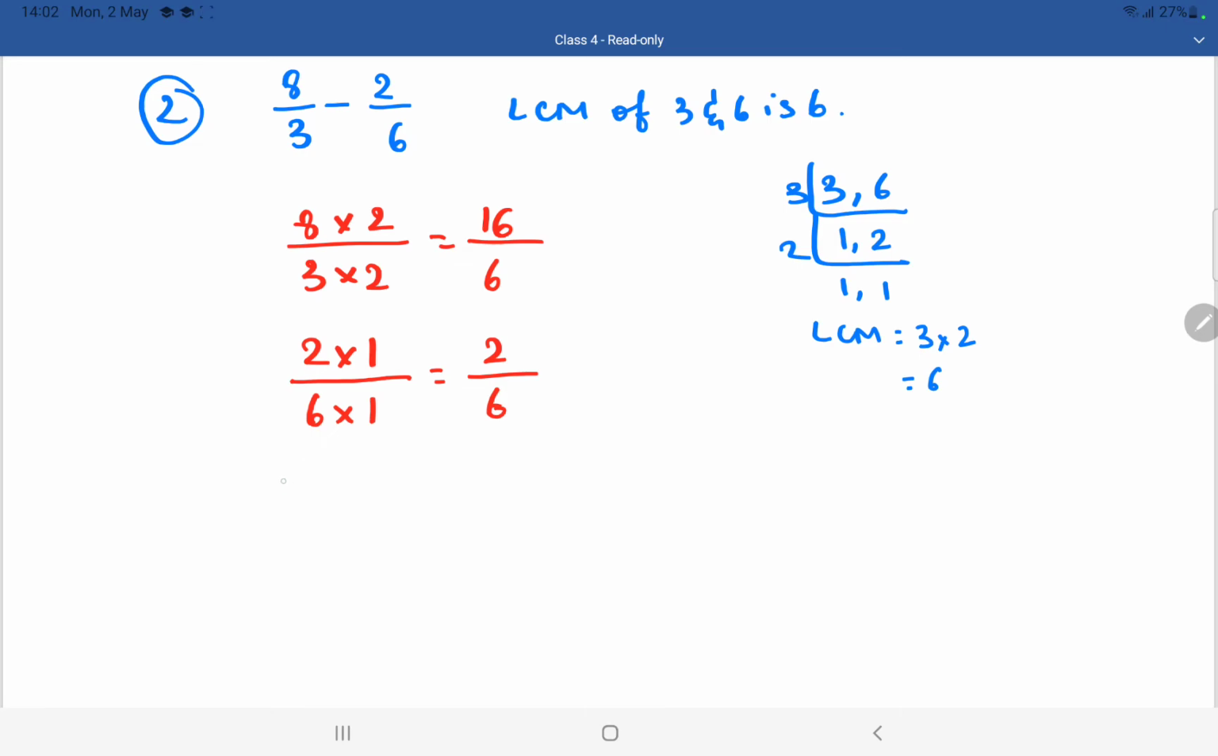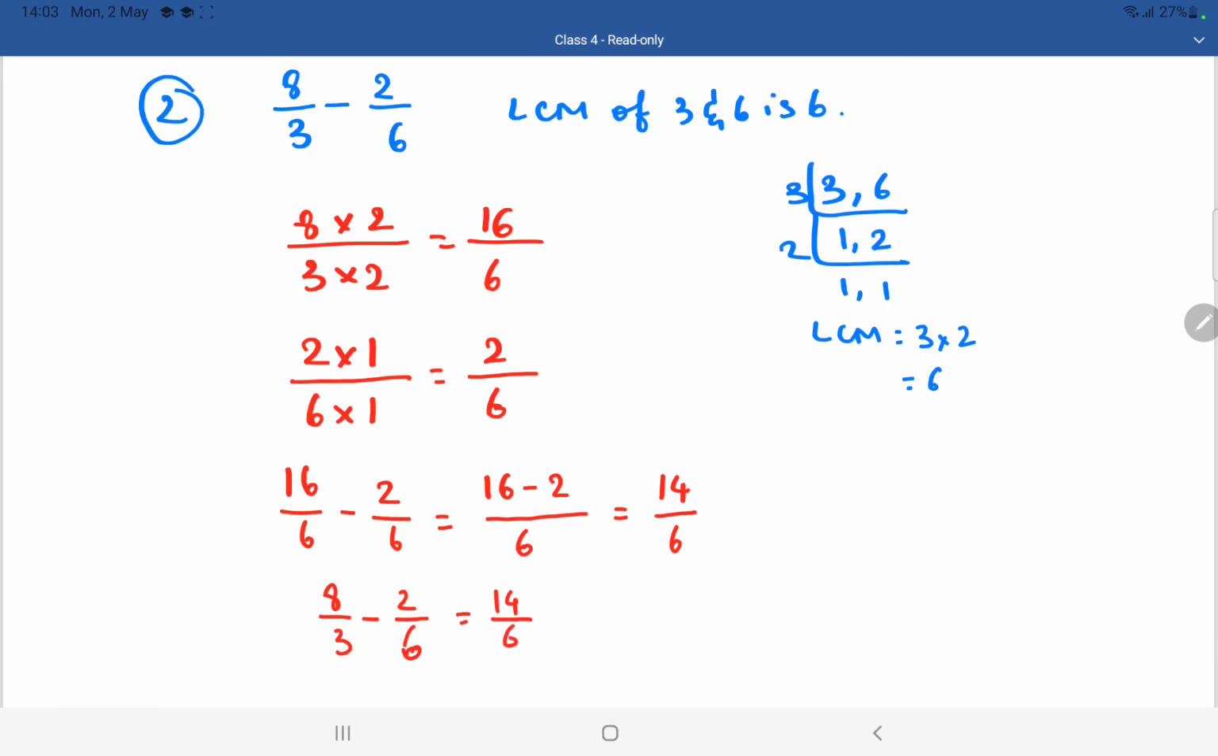So what you need to do now is 16 by 6 minus 2 by 6. I told you, first in the question they have given two different denominators. We have converted them into like fractions, means same denominators. Now when you have like fractions, you should just subtract, because here it is subtraction in my case. So 16 minus 2 by the same denominator. What is 16 minus 2? 16 minus 2 is 14 by 6. So therefore 8 by 3 minus 2 by 6 is equal to 14 by 6.